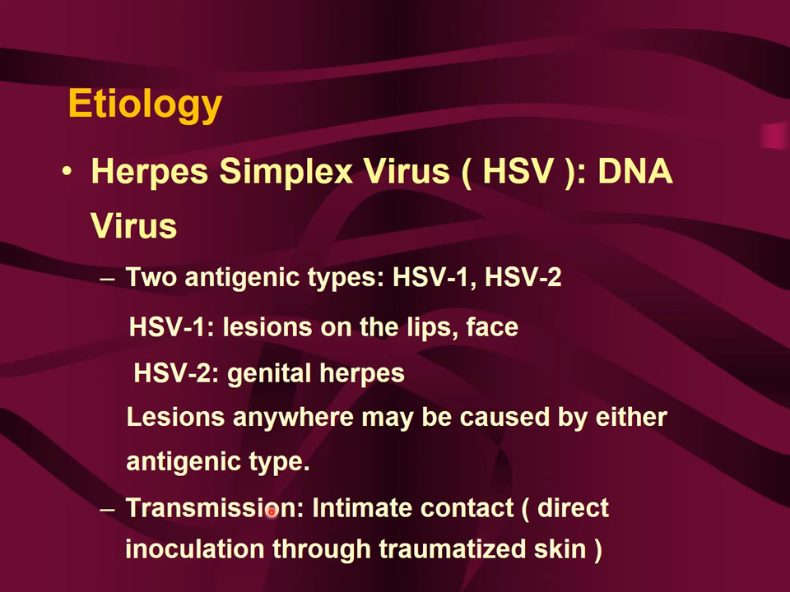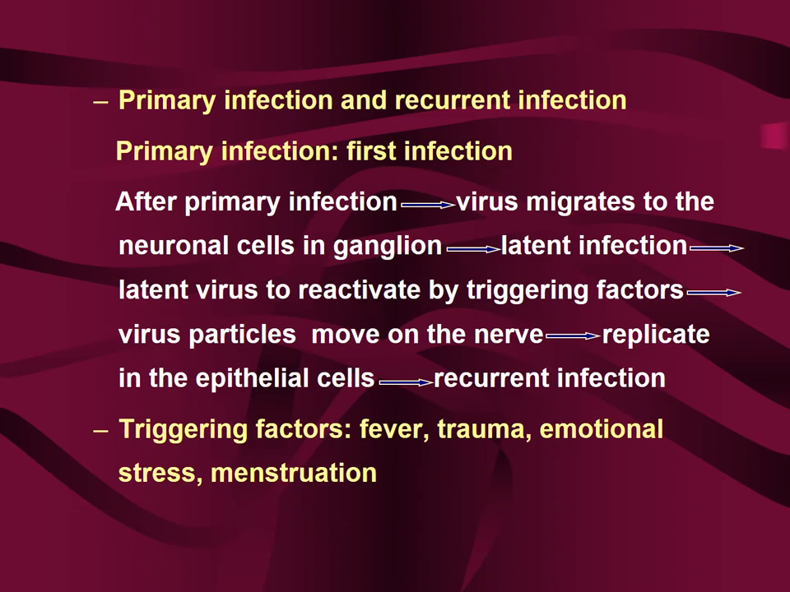Transmission can be by intimate contact or direct inoculation through traumatized skin. There can be primary infection and recurrent infection, so this is a chronic process. Primary infection is the first infection.